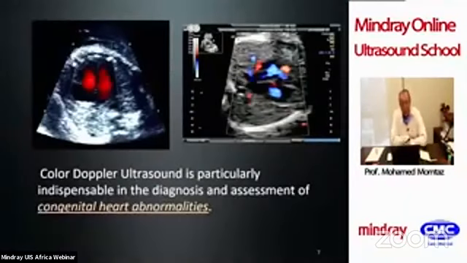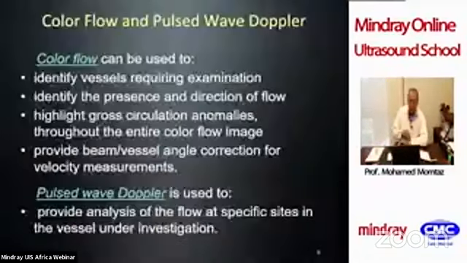Of course, color Doppler is very important and indispensable in the diagnosis and assessment of something like congenital heart disease, because it will detect the chambers, the flow, the valves, the incompetence of the valves, if there is a VSD. It is essential, of course, in fetal echocardiography.